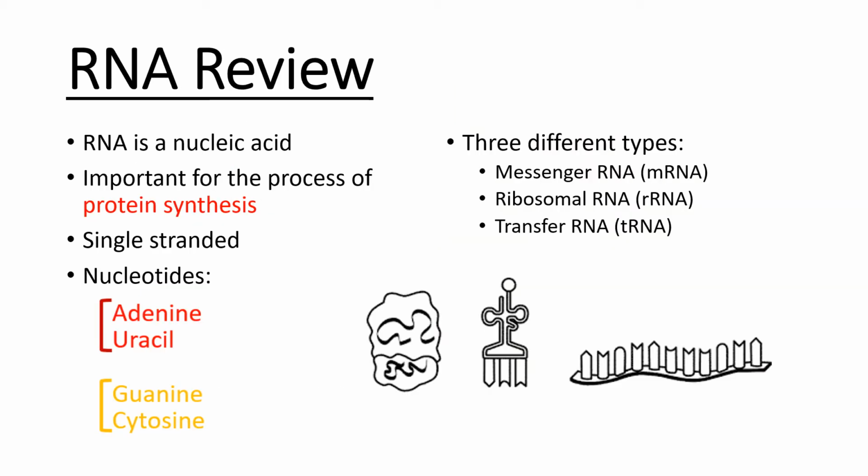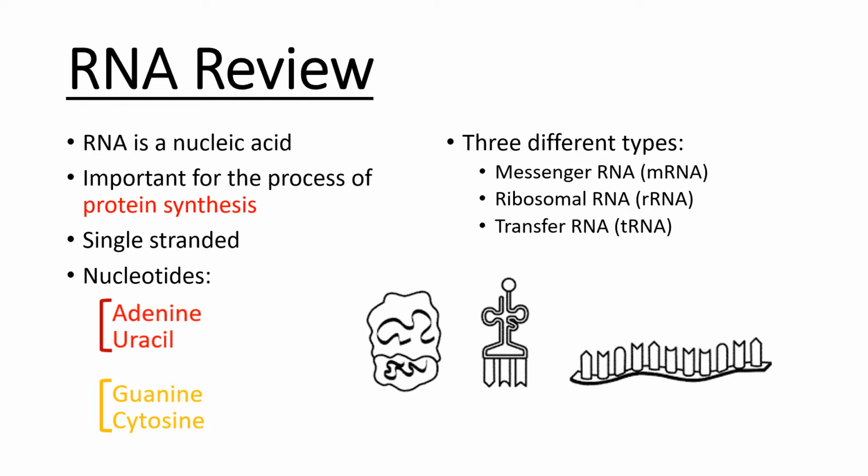The next thing that we're going to review before we continue is a little baby review on RNA. Just like we talked about with DNA, RNA is a nucleic acid, but this one is really critical for protein synthesis because without it, we can't go straight from DNA to protein. So RNA is like that middleman. It's in the middle to make sure that the message is translated between DNA and protein.